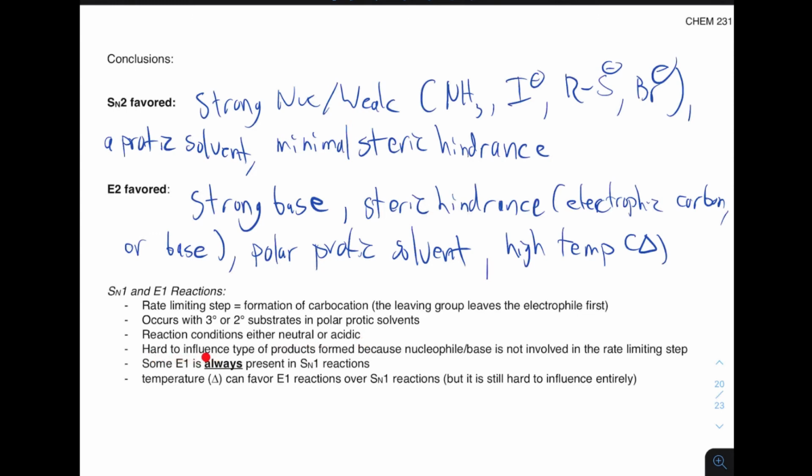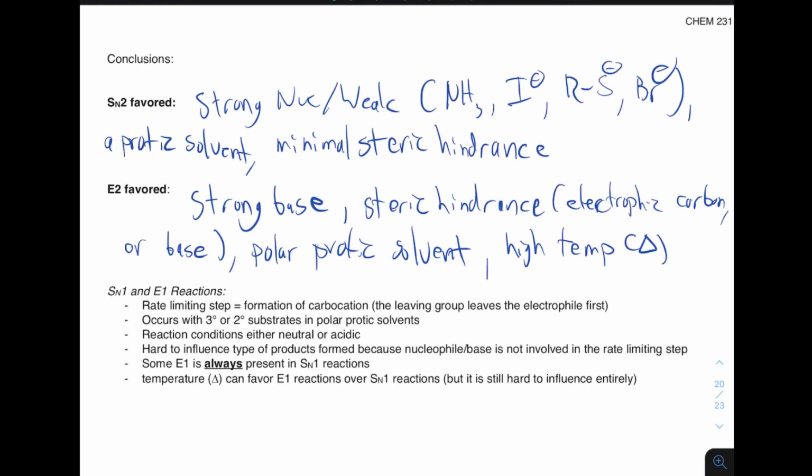And like I mentioned before, it's hard to influence what type of products are formed, because the nucleophile and base are not involved in the rate-limiting step. And so we're always going to get some mixture of E1 and SN1 reactions. I might give examples where temperature will favor E1 reactions over SN1 reactions, but in general it's hard to say whether one is favored over the other, so you can always assume it's going to be a mix with neither really being the major product, okay?